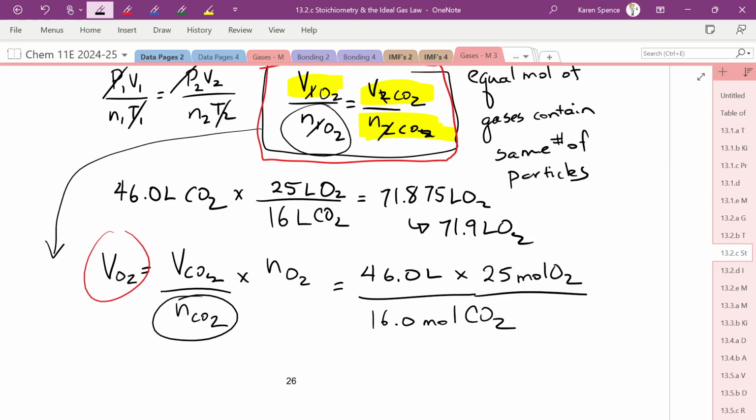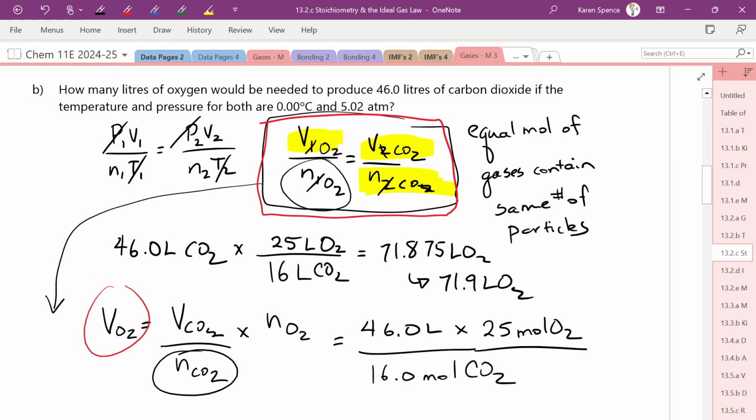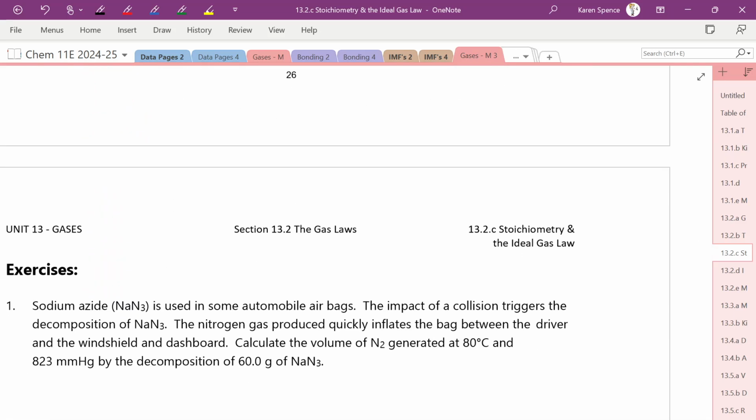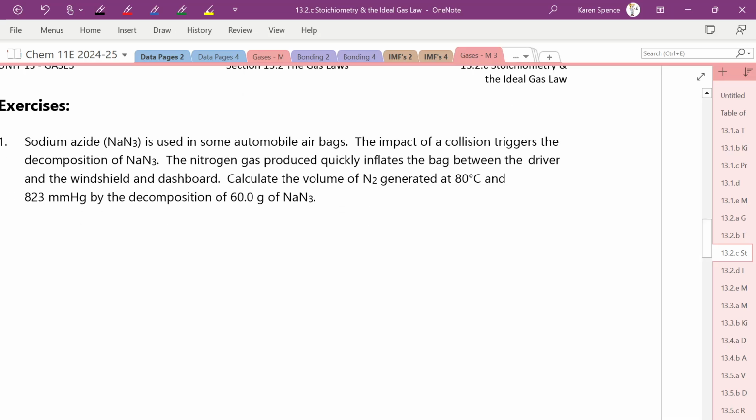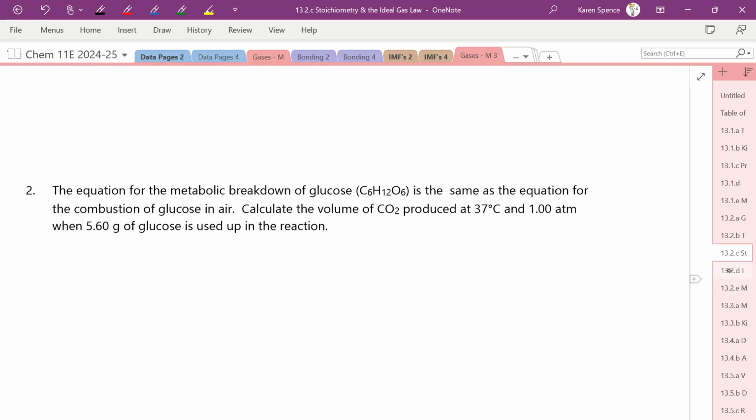Yes. Could you use PV equals nRT to find your moles and then convert from moles of A to moles of B and then use PV equals nRT to convert out of moles? Yes, you could. Is that a pain? Yes, it is. So one of these two methods would work quite nicely. Okay? But you can brute force it the other way if you want to. All right, there's some exercises here. I will leave those for you to do.